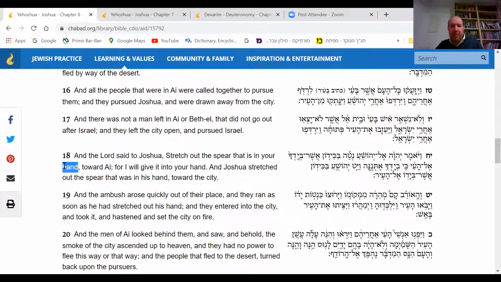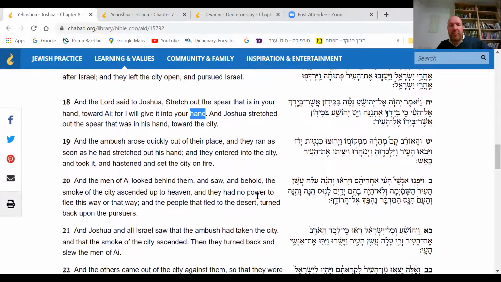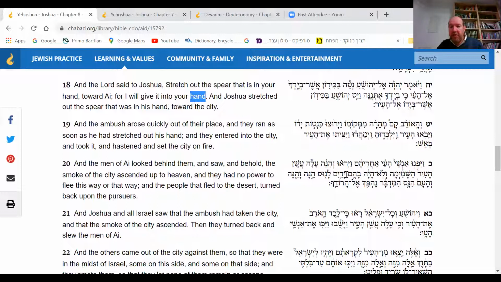Asher be'adcha, in your hand. So Joshua set up his spear that was in his hands, and then God promises, Ki be'adcha etnena, for in your hands I shall deliver it, for I will give it into your hand. So we basically have the contrast of the hands, yad, of Joshua, that is going to be victorious, as opposed to the hands of the people of Ai that have no more power. It's not a literal translation, but it captures the essence. But in the Hebrew, you can see the hands of Joshua and the Israelites as opposed to the hands of the people of Ai.